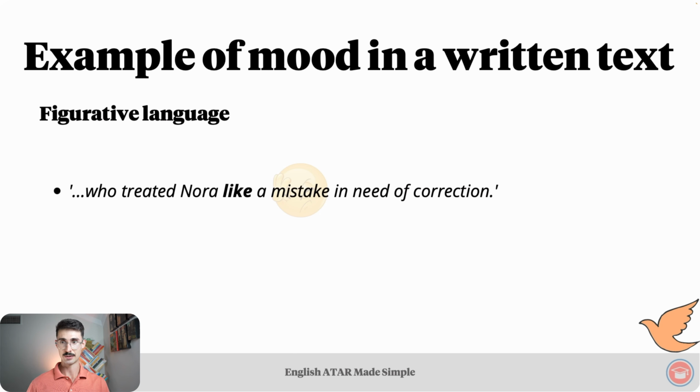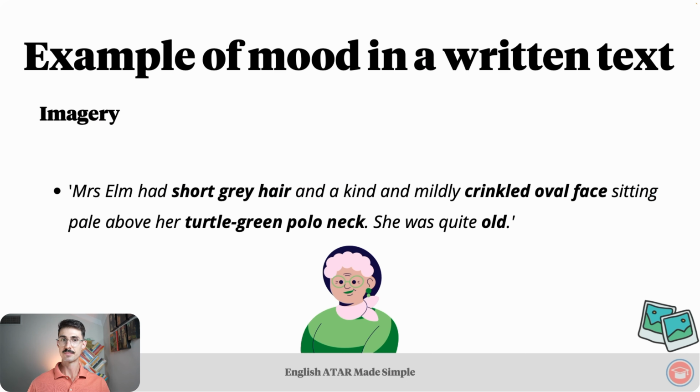Next up, figurative language. And a nice and easy one to identify at that. "Who treated Nora like a mistake in need of correction." In this part of the sentence, the word like is telling us that a simile is being used. And this simile powerfully establishes the protagonist's, Nora's, strained relationship with her mother. How about imagery? Specifically, visual imagery is employed through the use of descriptive language. A good example of that is this sentence. "Mrs. Elm had short grey hair and a kind and mildly crinkled oval face sitting pale above her turtle green polo neck. She was quite old."